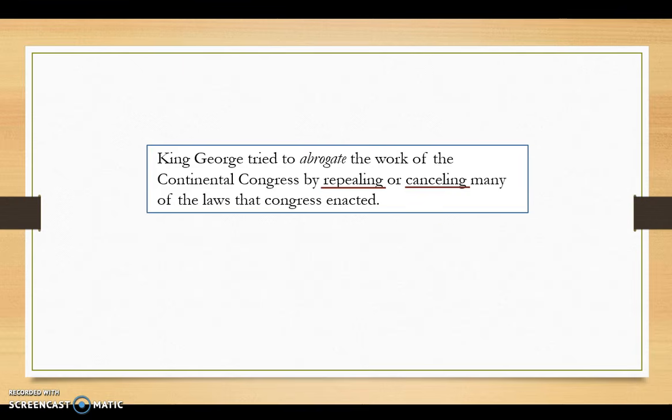I want to make sure that I've got it right, so I go back and I reread the sentence with one or both of the substitute words in the sentence to see if it works. King George tried to prevent or stop the work of the Continental Congress by repealing or canceling many of the laws that Congress enacted. It seems to work.